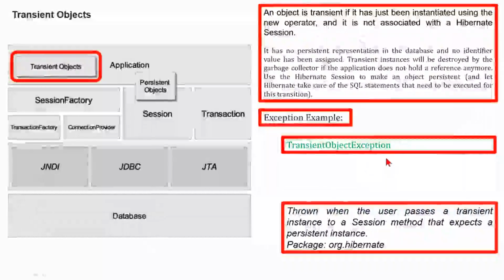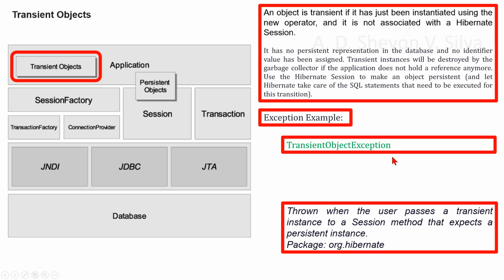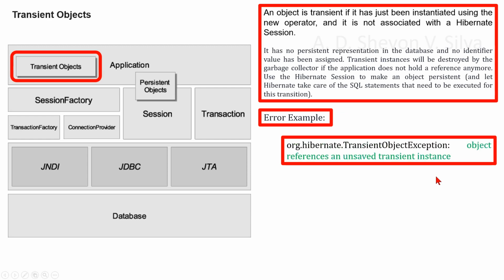As an exception example, we can consider TransientObjectException, thrown when the user passes a transient instance to a session method that expects a persistent instance. This exception is in the org.hibernate package. As an error example, we can consider this: object references an unsaved transient instance.